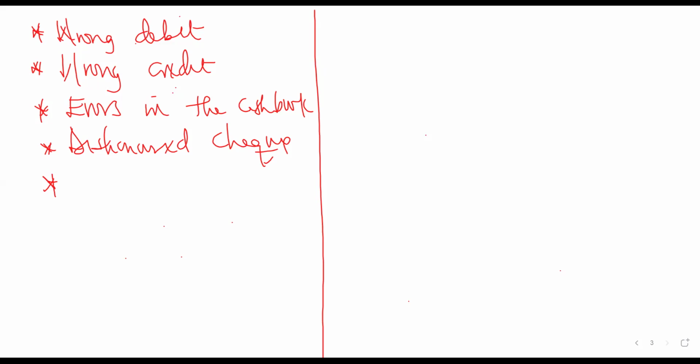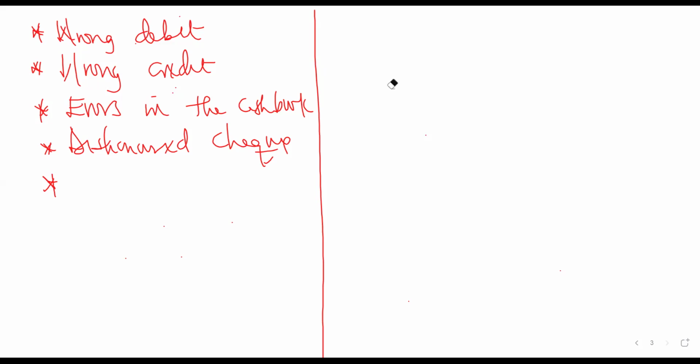So if you have to pay 300 cedis, but instead you pay 330, the difference becomes 30 cedis, right? That will be captured in the adjusted cash book. So you capture it as an error. So you just reverse the figure as an error. So they are all captured as the error in the cash book.